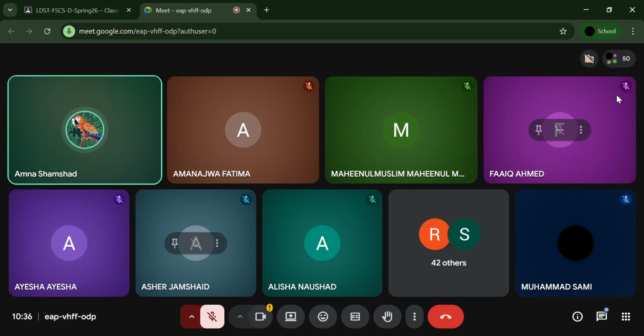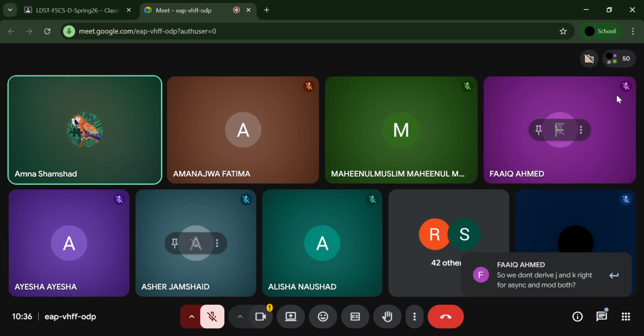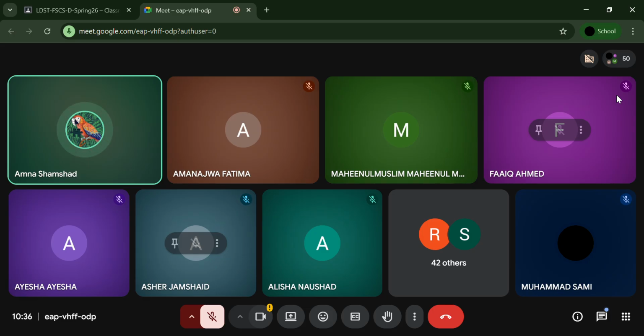Is it clear to you? Please recheck the lesson. We haven't drawn the expressions for J and K while working on the mod counter. We directly came to the diagram.